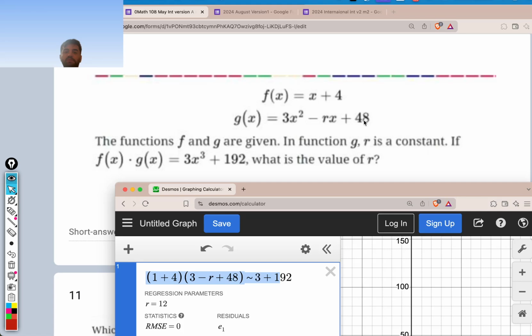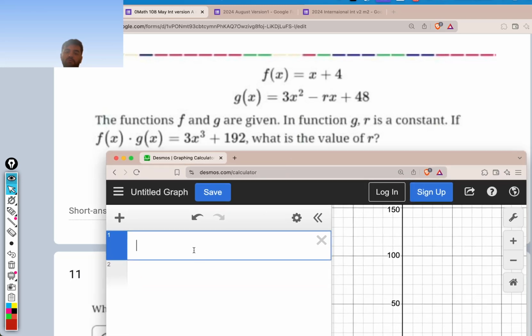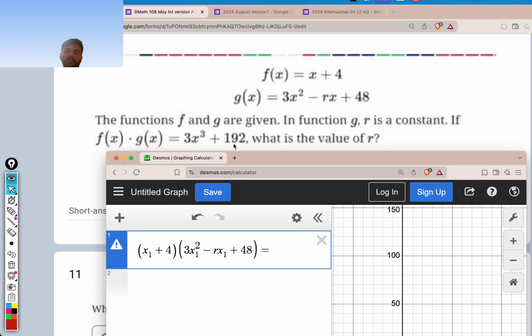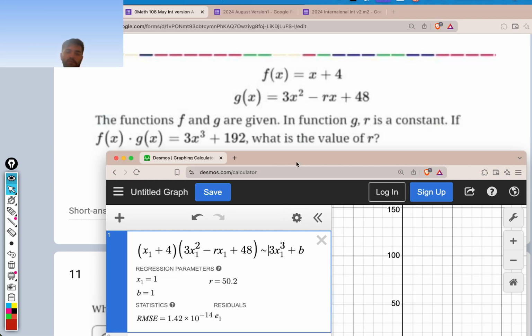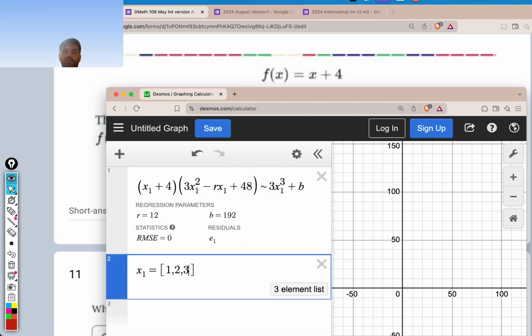For example, let's say that instead of 48 you have another number. Then you cannot use this one method. You have to do it like that. Then you have to write all of them here. Let's say instead of 192 we don't have numbers, 3x1 cubed plus b, for example. Then we have to put here a wave and write it like this. 1, 2, 3. Then you will also get the value of b.